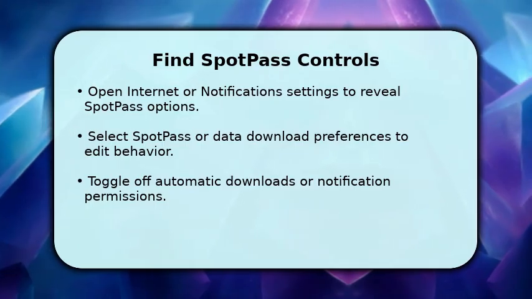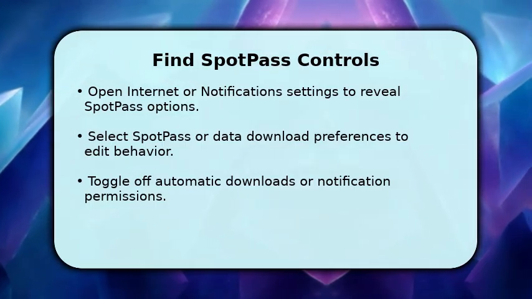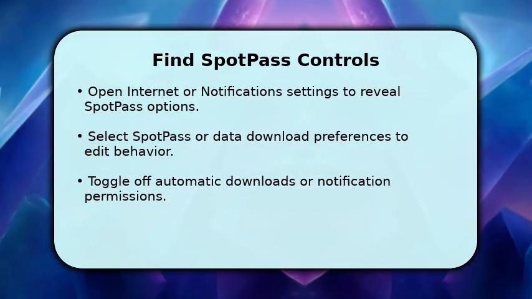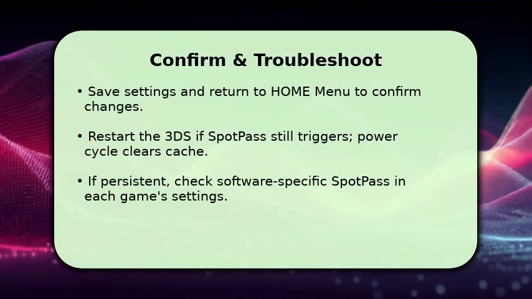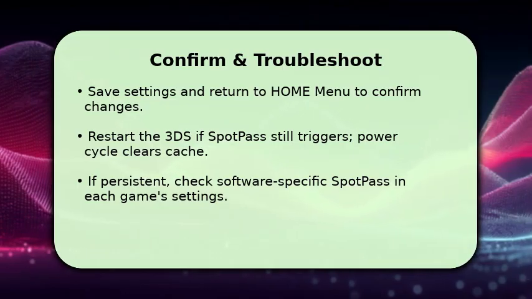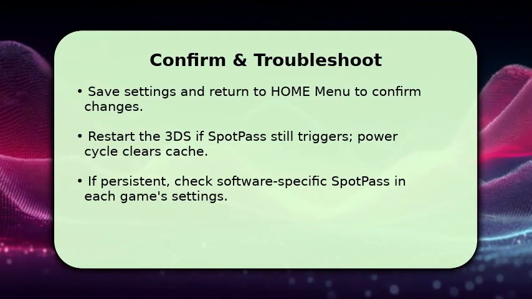If there's a multi-item list, disable entries you don't want individually. This ensures background data won't resume for specific apps later on. Now save or confirm the changes and exit back to the home menu. Make sure SpotPass toggles show off.